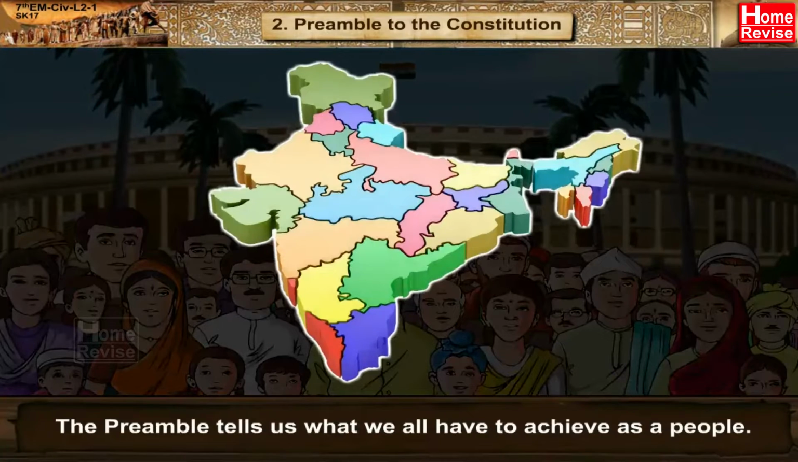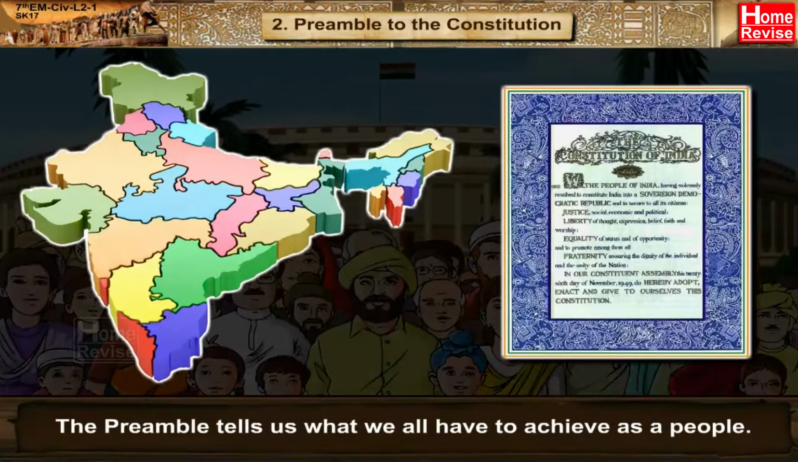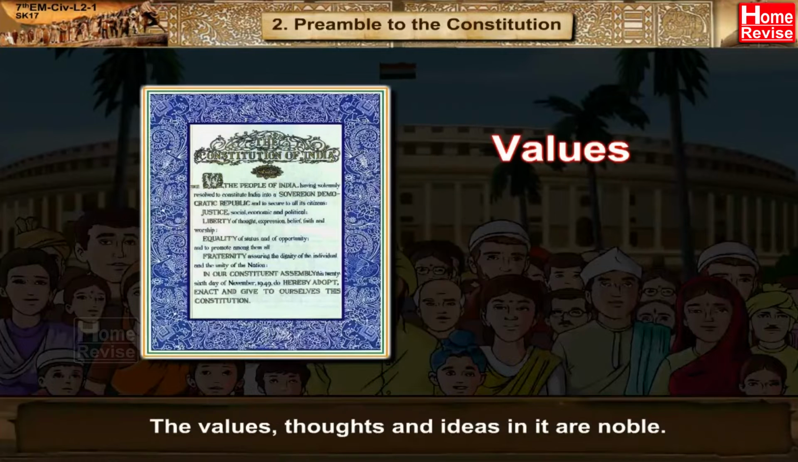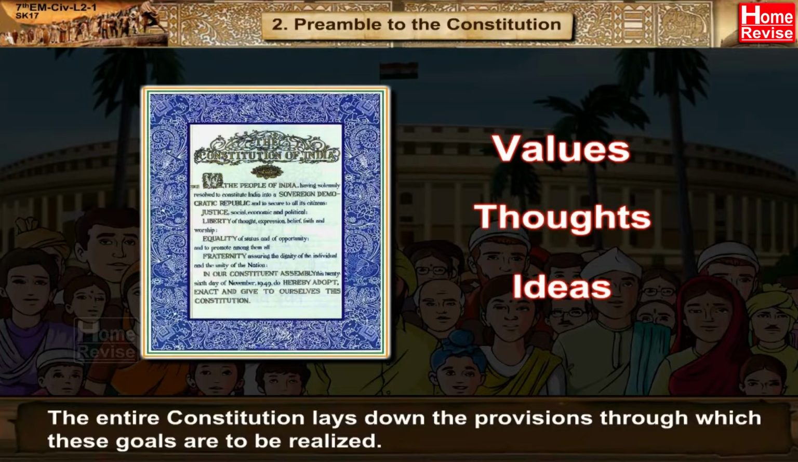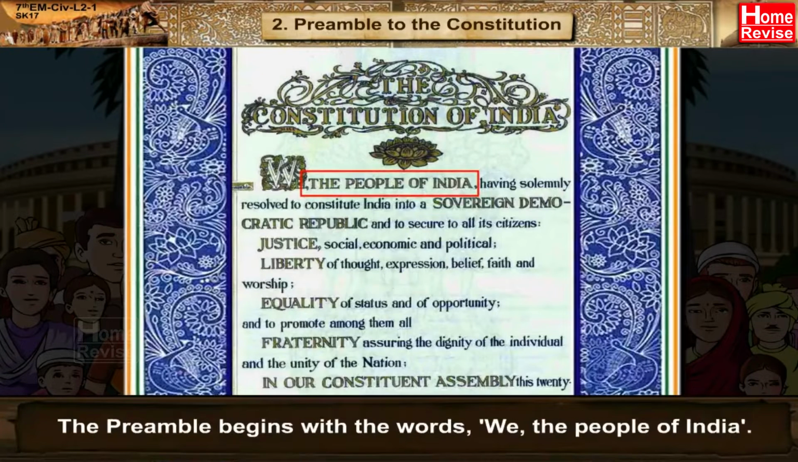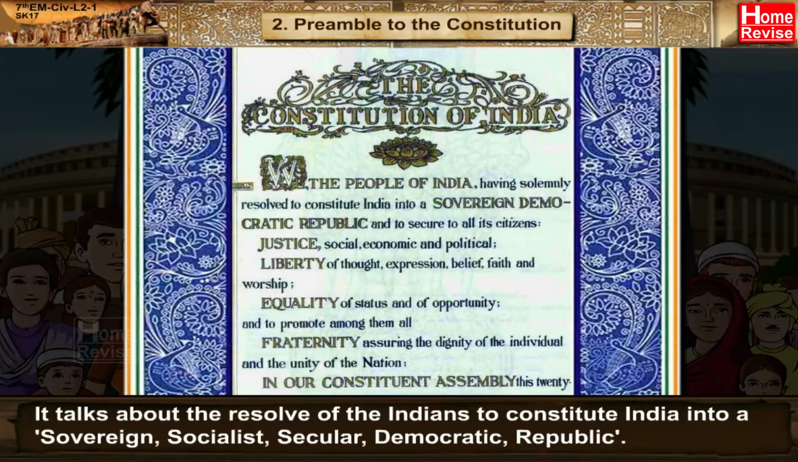The Preamble tells us what we all have to achieve as a people. The values, thoughts, and ideas in it are noble. The entire Constitution lays down the provisions through which these goals are to be realized. The Preamble begins with the words, "We, the people of India." It talks about the resolve of the Indians to constitute India into a sovereign, socialist, secular, democratic republic.